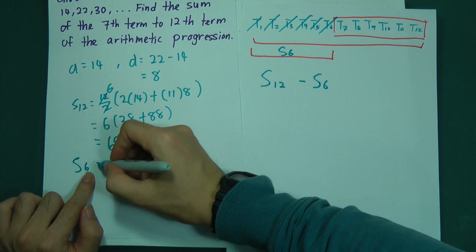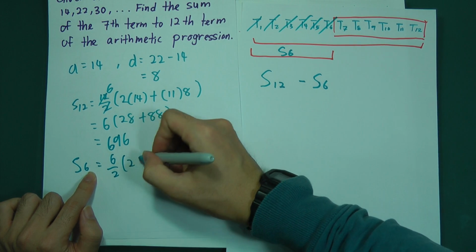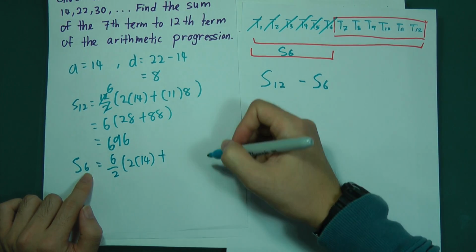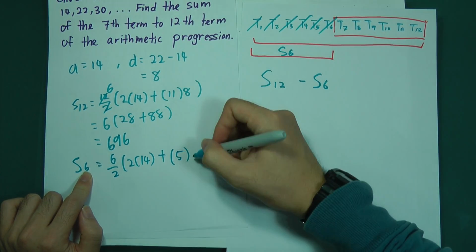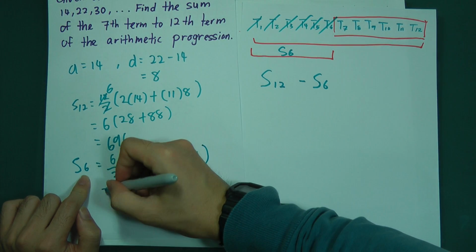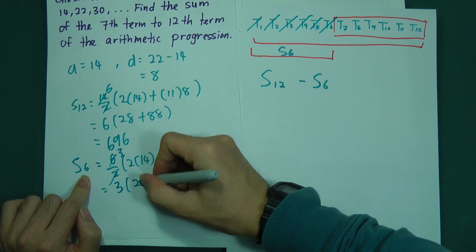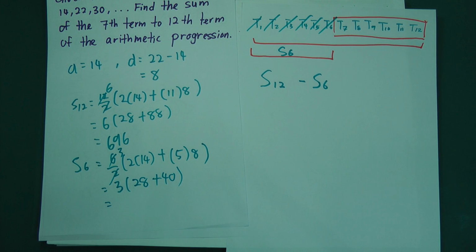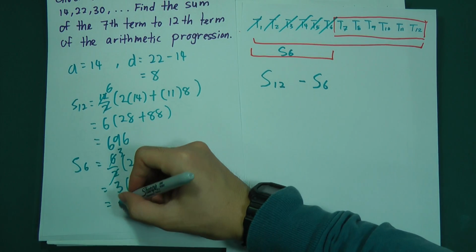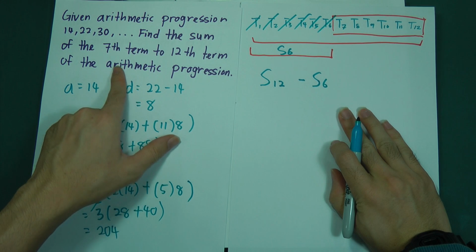At the same time we also find the sum of the first 6 terms, because later we have to minus. Same thing, n divided by 2, so 6 divided by 2, 2a plus n minus 1, which is 6 minus 1 is 5, multiplied by d, which is 8. This one simplified, we get 3. So 3 multiplied by 28 plus 40. Then I use calculator, this should be 68. 68 multiplied by 3 is 204.